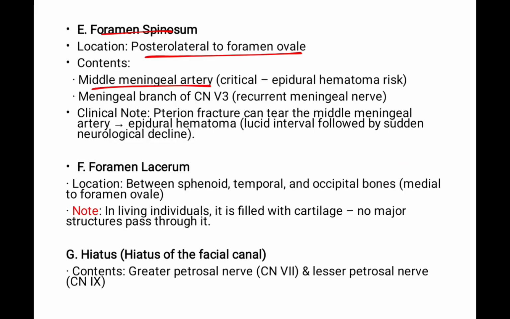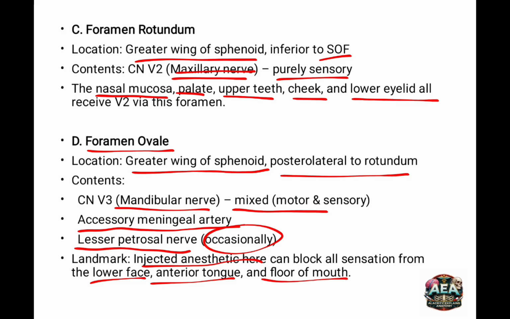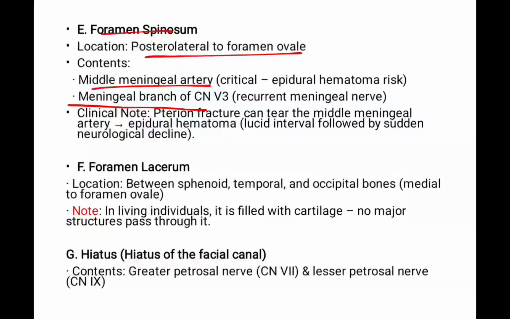Contents include the middle meningeal artery and the meningeal branch of the third branch of the fifth cranial nerve, that is, the meningeal branch of the mandibular. Remember, we mentioned we have the mandibular nerve here, which is the third branch of the fifth cranial nerve. So the meningeal branch of that mandibular, the recurrent meningeal nerve, passes through foramen spinosum. But most importantly, remember the middle meningeal artery passes there.